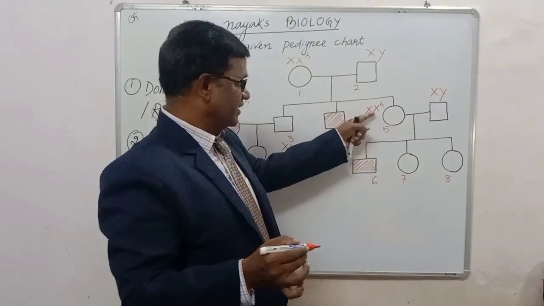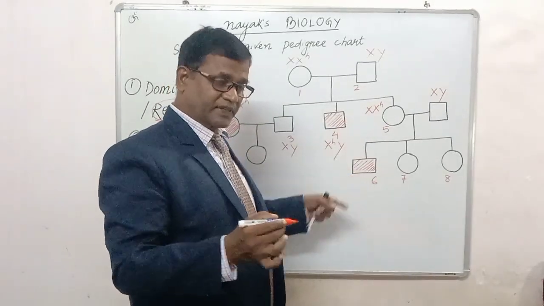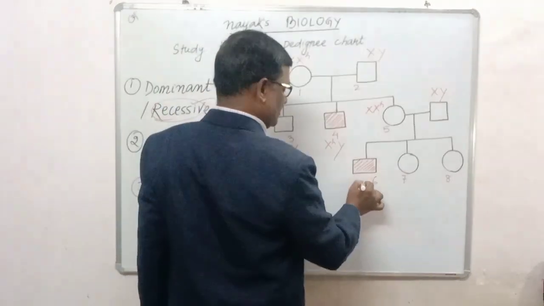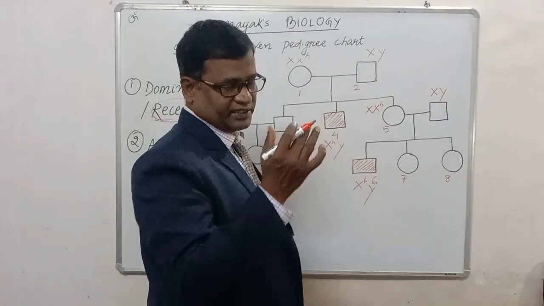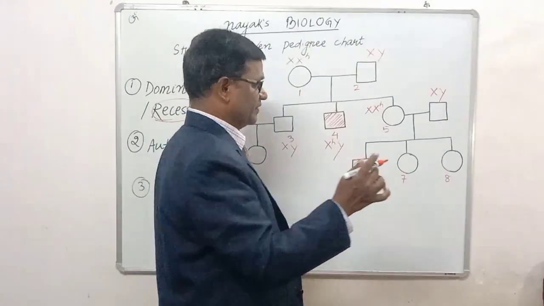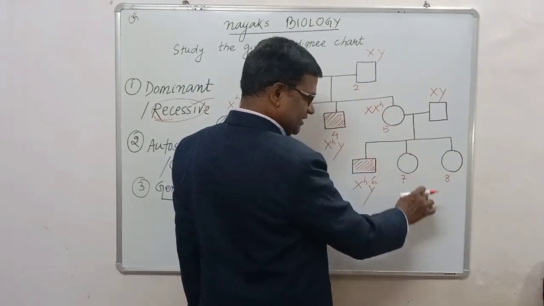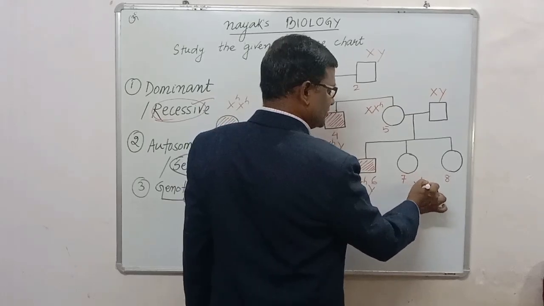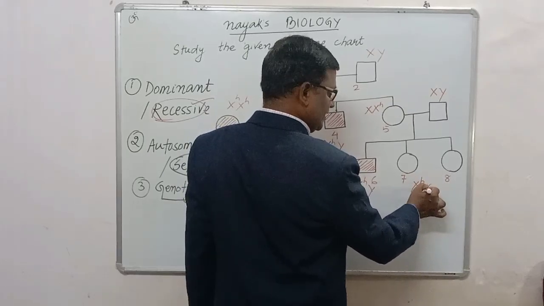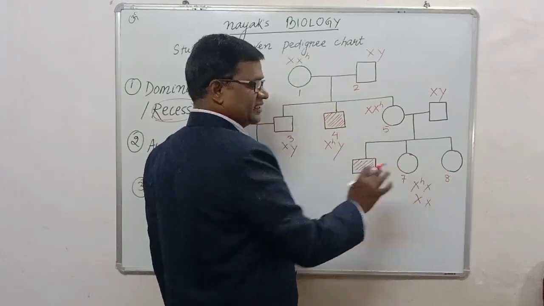Why did I write carrier here? Because this gene only comes to this son. That's why the son is affected. And what is the phenotype of the son? Son XHY, because it has one X chromosome and that is affected. That's why the boy is affected. What about these two girls? We don't know about their sons. That's why they may be XHX carriers, or they may be normal. Both cases are possible, because we don't know the next generation.